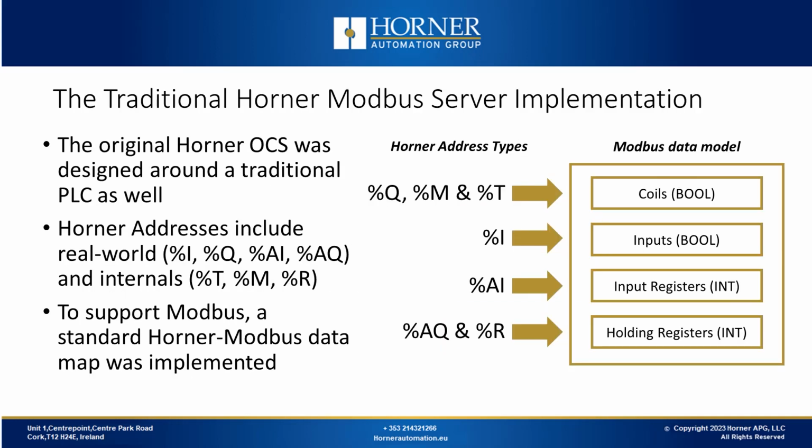Traditionally, Horner has implemented Modbus in its products using a variable map that aligns Modbus data types with Horner data types. The original OCS was designed with a similar architecture to the traditional PLC model, featuring 16-bit registers and 1-bit Boolean type addresses. While the address types are a bit different, the standard map has been widely used and proven effective for various programming styles within Horner controllers.